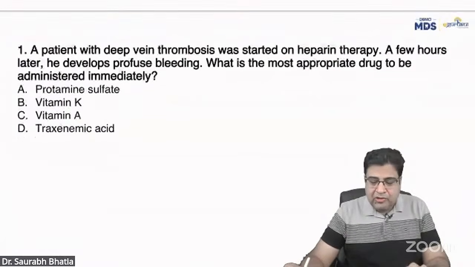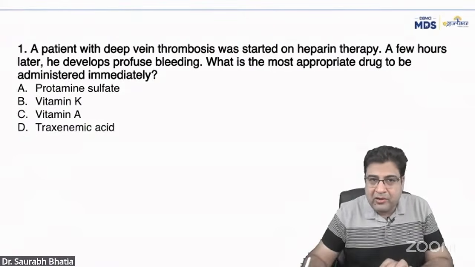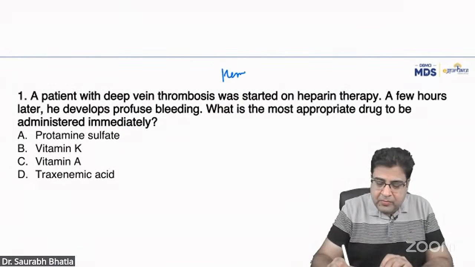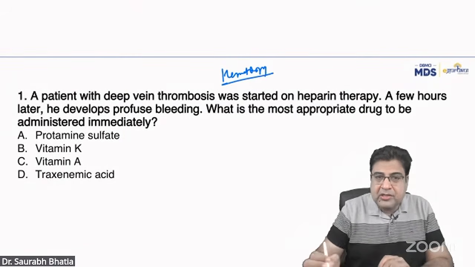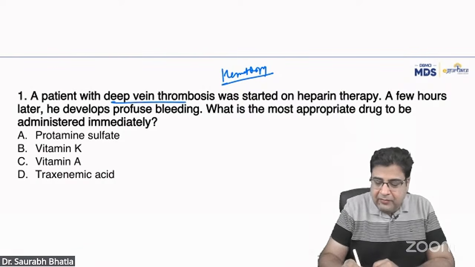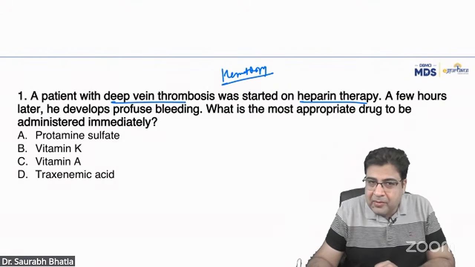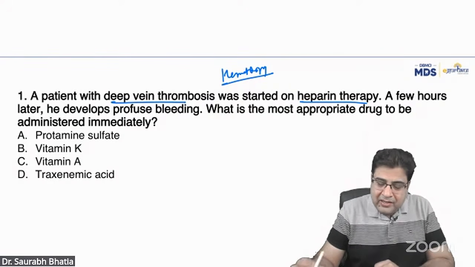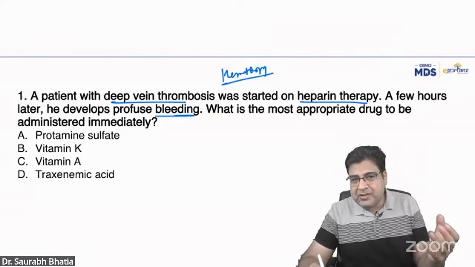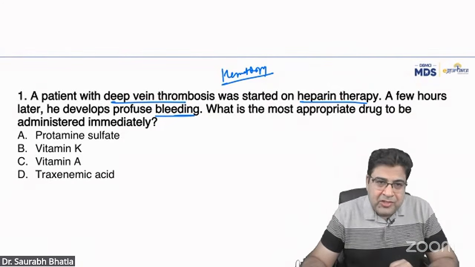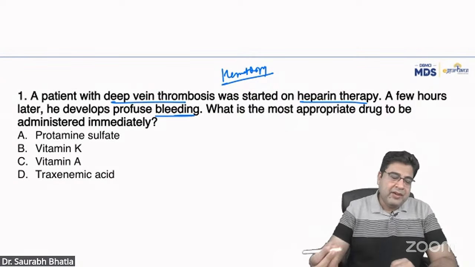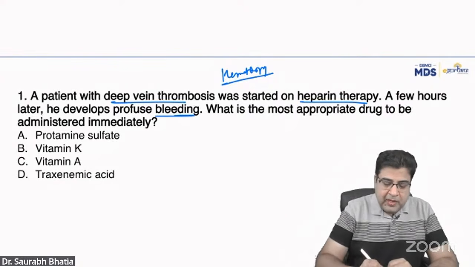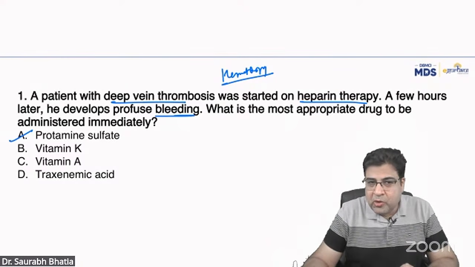So starting with question number one. This question was based on hematology. The question was: a patient was having a DVT, was started on heparin therapy, and a few hours later he develops bleeding. So it's a heparin toxicity. Now, which drug will be most appropriate to give for the management? So they have asked you the heparin antidote. The heparin antidote is directly answered: protamine sulfate.